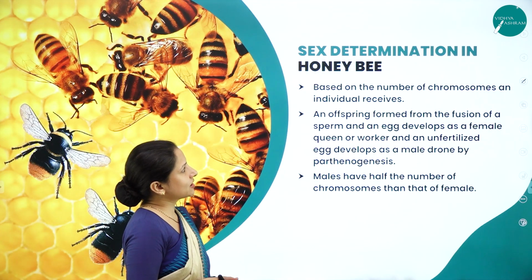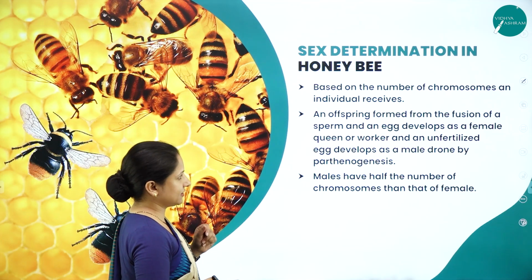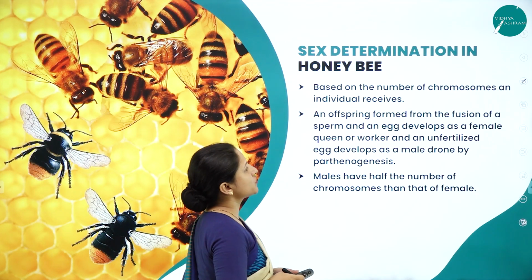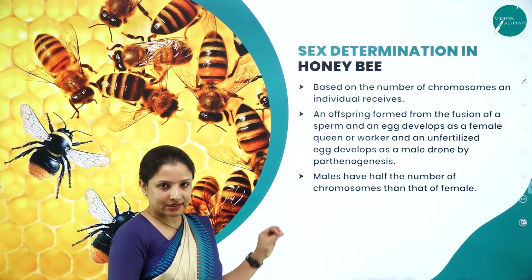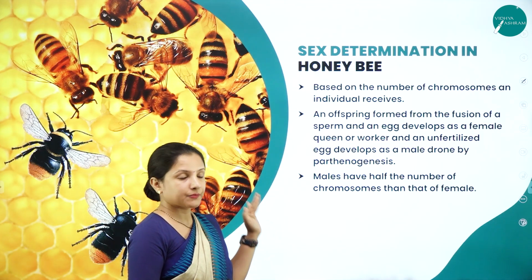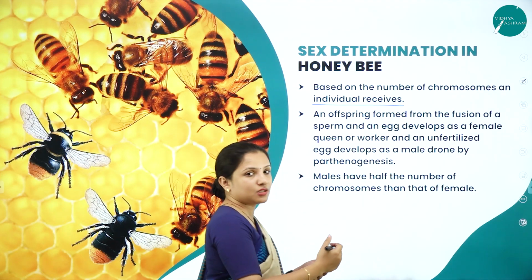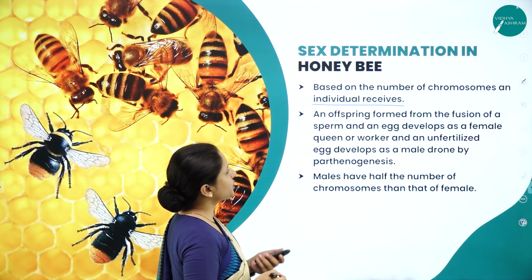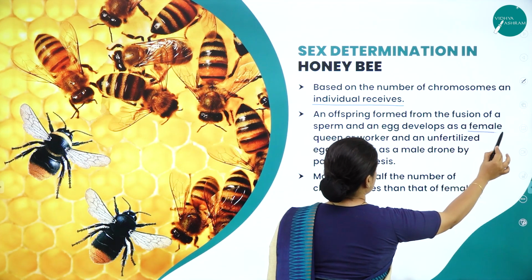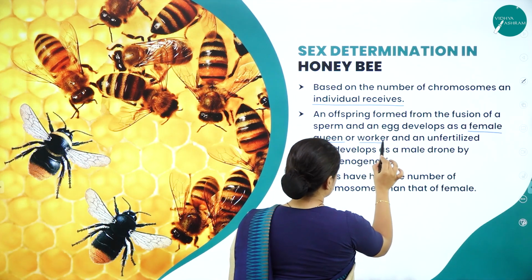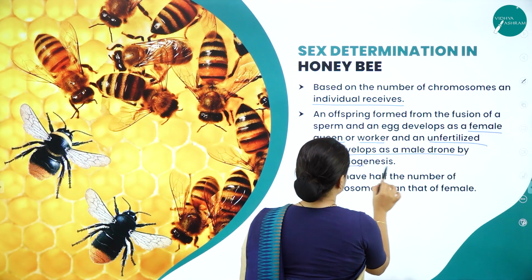Next, we'll look into sex determination in honeybees. So, based on the number of chromosomes an individual receives, an offspring formed from the fusion of a sperm and the egg. So, sex determination in honeybees is decided based on these factors. So, what are the factors? Based on the number of chromosomes the progeny receives. And an offspring formed from the fusion of a sperm and an egg develops as a female queen or worker, and an unfertilized egg develops as a male drone by parthenogenesis.